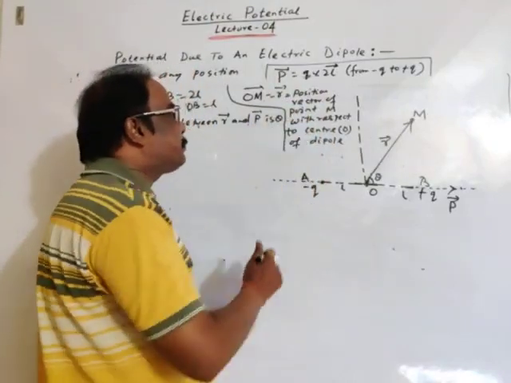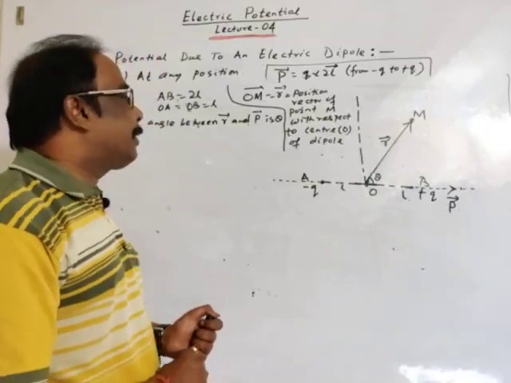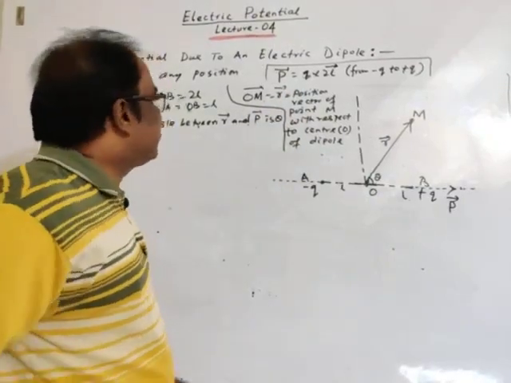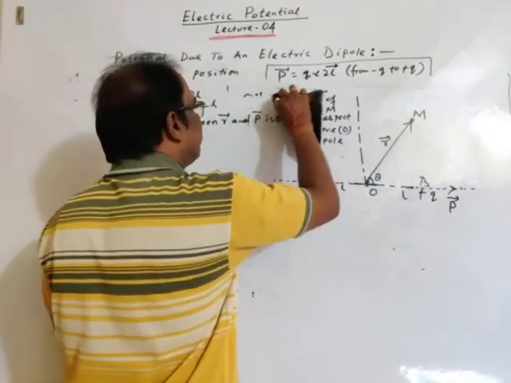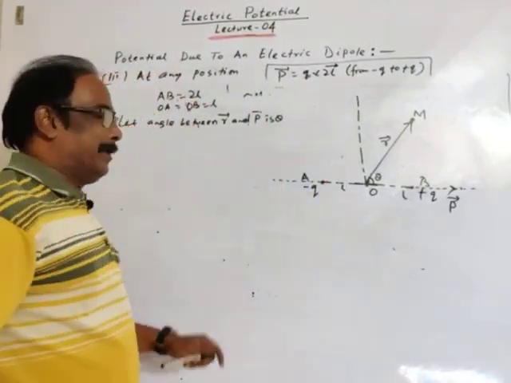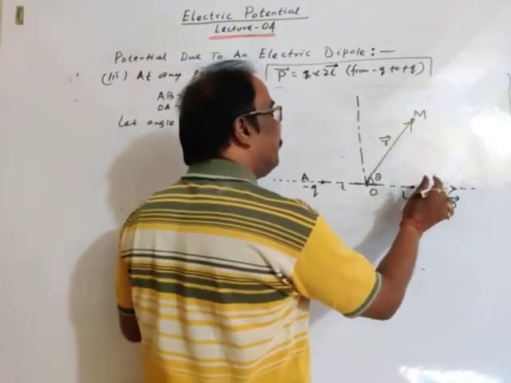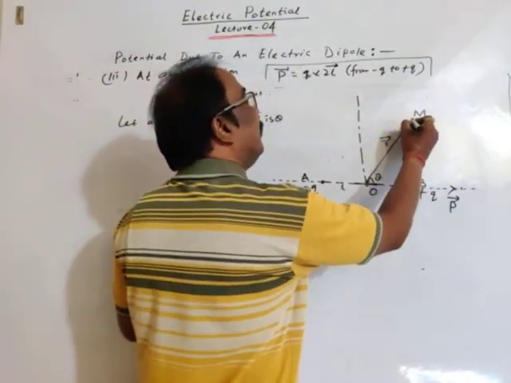R is the position vector of point M with respect to the center of the dipole. I have to erase this so as to complete my diagram. Okay. See, this is the position of plus q at point B.